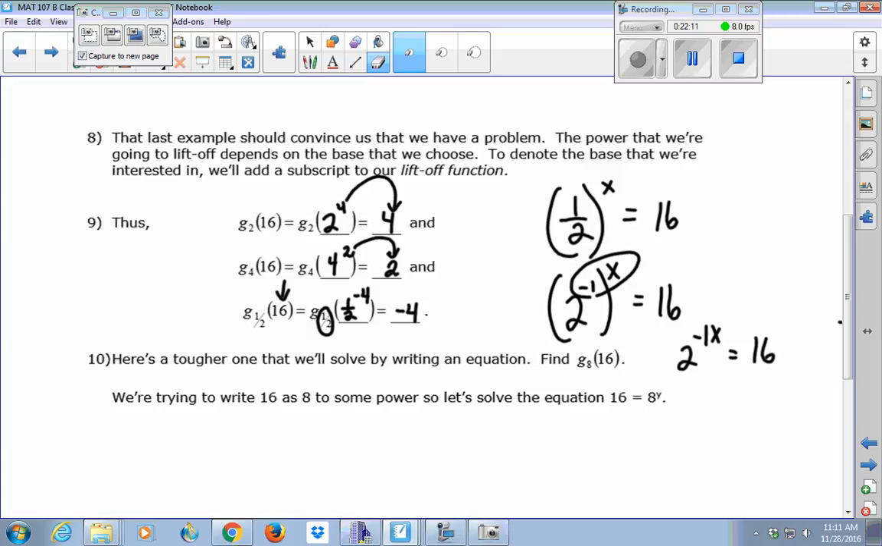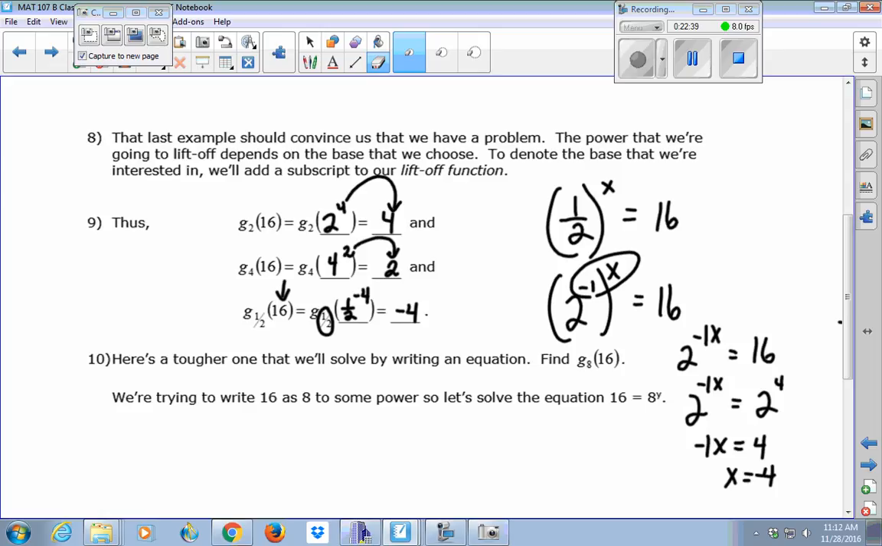2 to the 4th, okay? 2 to the -1x equals 2 to the 4th. So now you have an equation. And since both sides have the same base, 2, to solve this equation you just set your two exponents equal. So you're trying to determine when -1 times x equals 4. You divide both sides by -1, and x is -4.